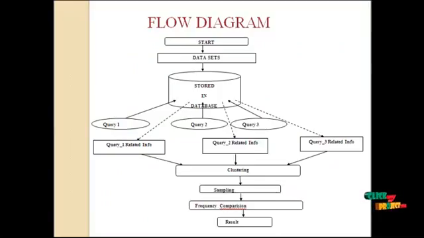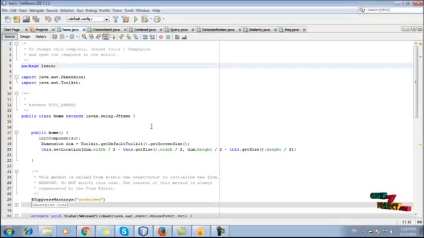Flow of the project: let's start the process and give the data sets to the information stored in a database. The user gives the query to the database and gets the related information from the given database, then clusters the queries. The cluster information can be sampled to the users, with frequency comparisons for the information, and the final result is given to the user.